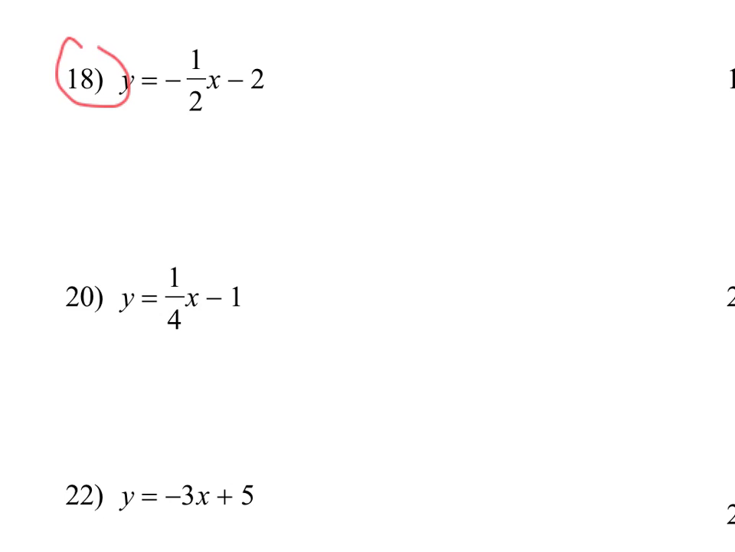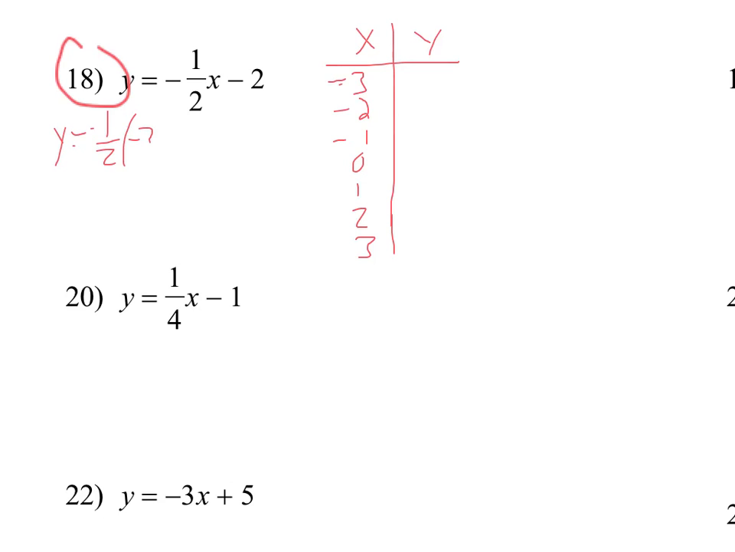Now, we're going to make an XY table. We have to go from -3 all the way to +3, and we're going to plug those values in. So if we plug in a -3, we have y equals -1/2 times -3 minus 2.